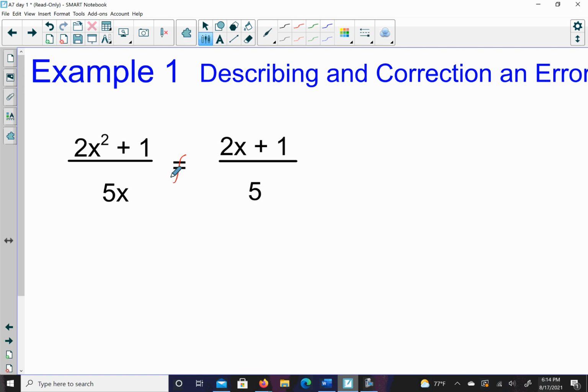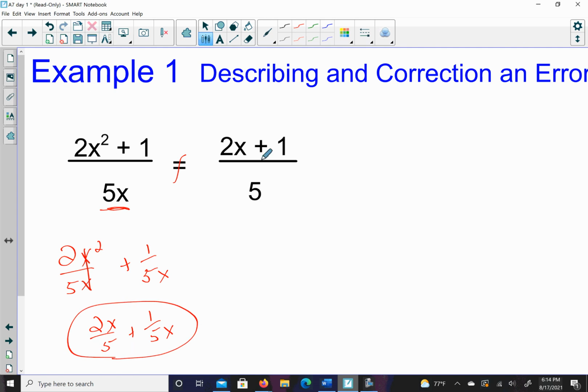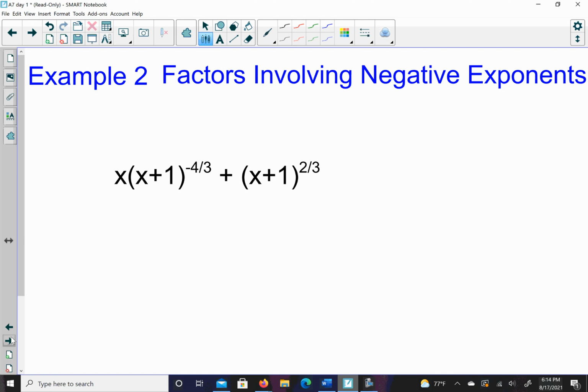The best way to correct the error is to see if I'm dividing by a monomial, I should take each term in the numerator and divide it by that monomial. So I would have 2x squared divided by 5x plus 1 over 5x. And when I divide here, the x's will simplify, and I'll be left with 2x over 5 plus 1 over 5x. And that would be the corrected answer. This one is not correct because they just divided this x. They didn't take that 1 into consideration. So that is the correction for the error.